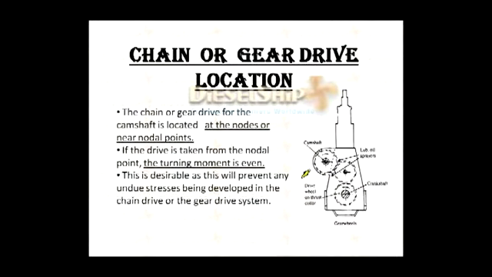Let's now see where the chain or gear drive is located. The Sulzer engines have the gear drive and the B&W have the chain drive. Both the drives, chain or gear, should be located at the nodes or the near nodal points, not at the antinodes. If the drive is taken from the nodal point, the turning moment is even. There are no undue stresses on the drive gears. So this is the pictorial representation of the B&W chain system and the Sulzer gear drive system.